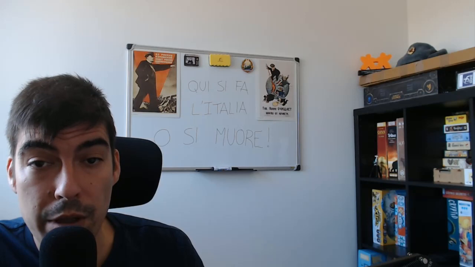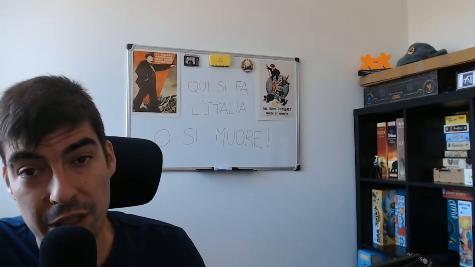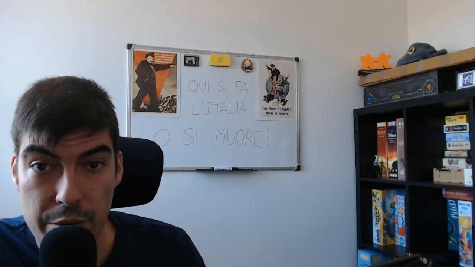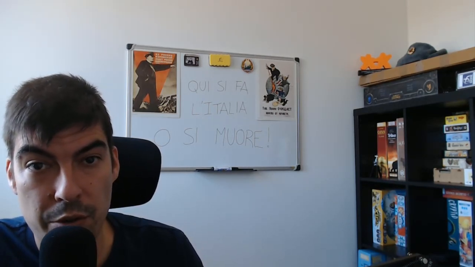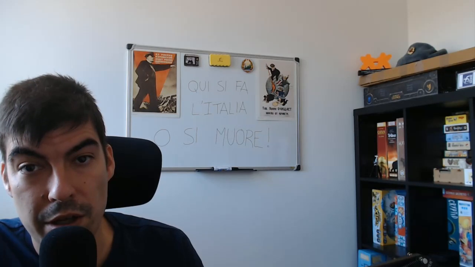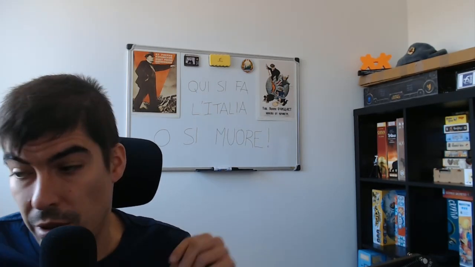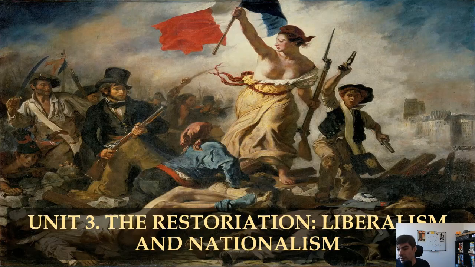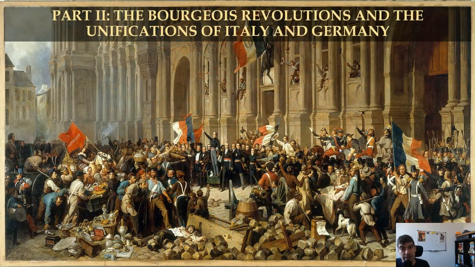In this video we are going to continue studying Unit 3. In this case, part 2: the bourgeois revolutions in the 19th century and the unifications of Germany and Italy. So, let's jump to the presentation with our magic. Here we are, and let's start with this second part.